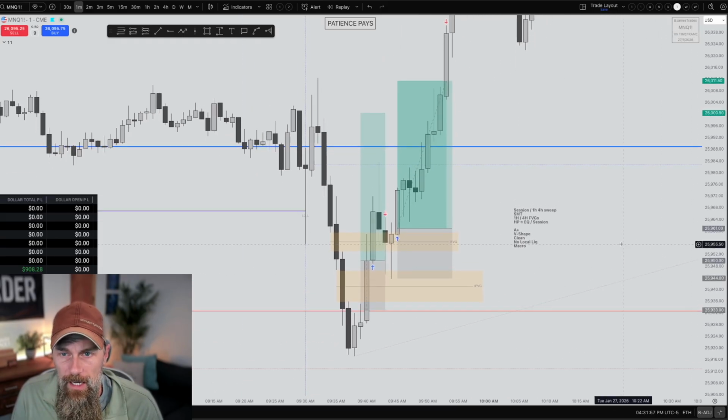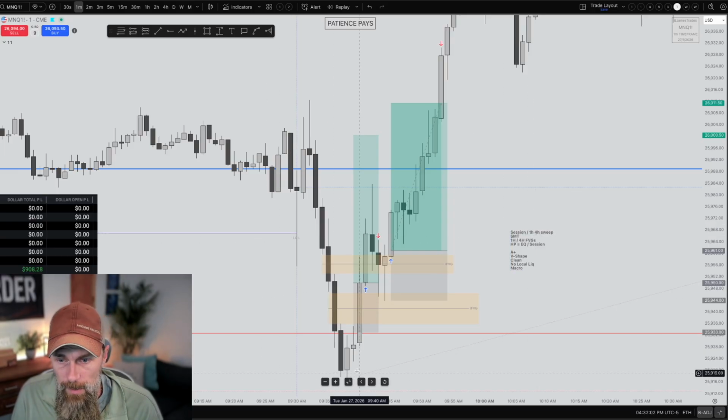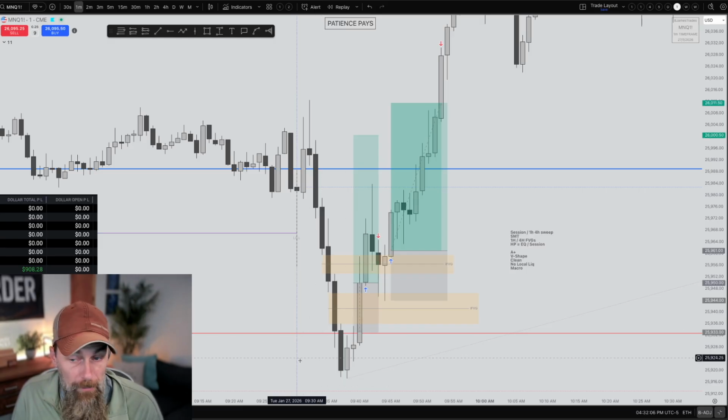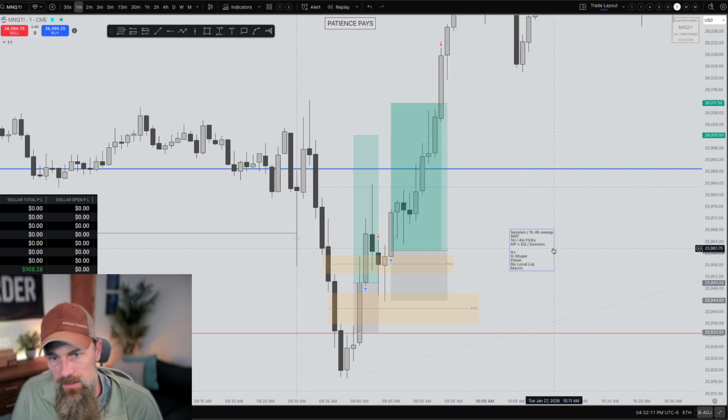So basically we swept session liquidity. Here was the London low that had been swept. We swept the 4-hour and the 1-hour candles. And then we came down into a 1-hour and 4-hour fair value gap, which I already showed you. And now the high probability targets, that was critical too.